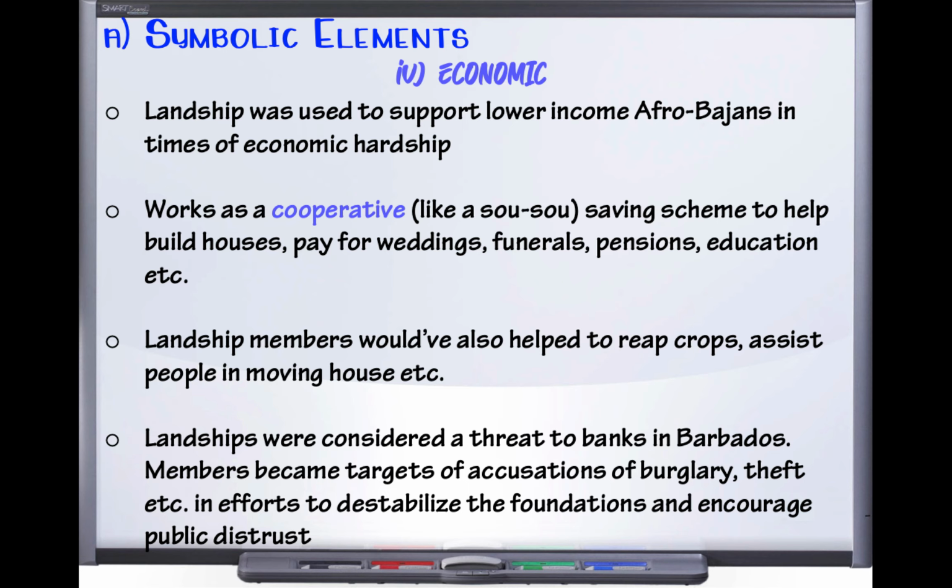So yeah, this just goes to show how useful it really was for the people in that community that they did not need to go to the bank, and the bank felt that they did not have membership, and of course if they don't have membership then they won't make money. So that just goes to show how powerful and effective the landship was in terms of the economic value to the community.